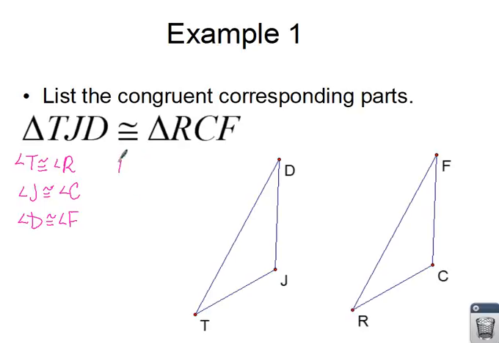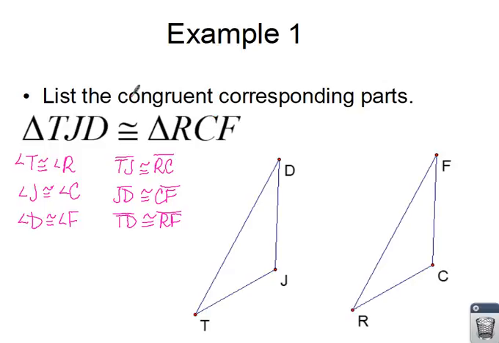There's also sides that match up. So we could say segment TJ is congruent to side RC. And then JD is congruent to CF. And then TD is congruent to RF. Okay? You can look at the picture and figure this out, or you can look at the name. If they're already named for you, either in the proof statement or otherwise, then you just look at how they match up. T is in the same place as R, J is in the same place as C, and D is in the same place as F.